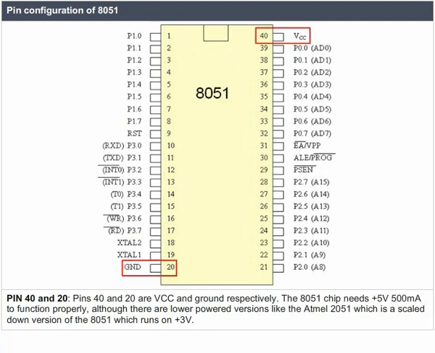Pins 40 and 20. Pins 40 and 20 are VCC and ground respectively. The 8051 chip needs plus 5 volt 500 mA to function properly. Although there are lower powered versions like the Atmel 2051, which is a scaled down version of 8051 which runs on plus 3 volts.